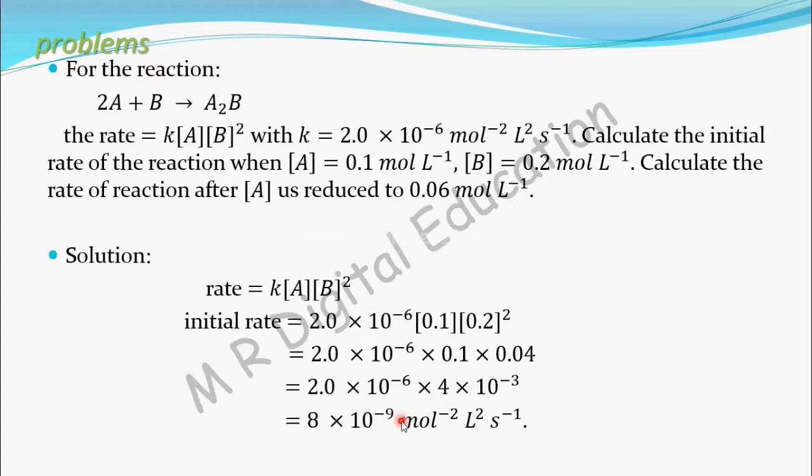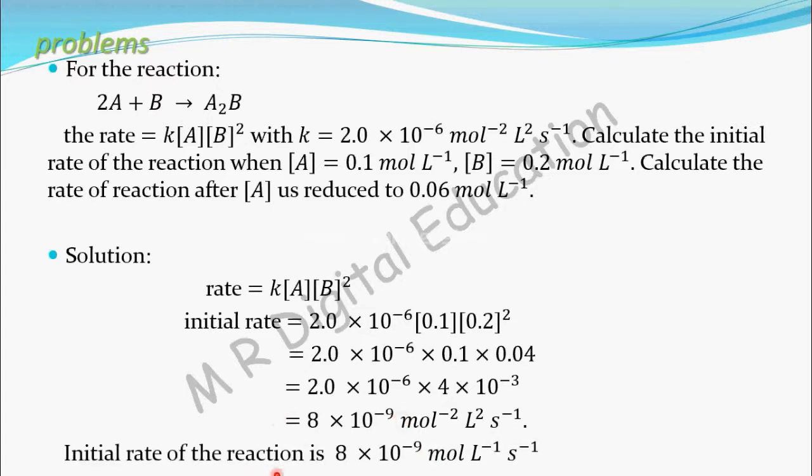So the initial rate of the reaction is 8 into 10 to the power minus 9 mole per liter per second. See, I have written it wrong here. This has to become mole per liter per second, because you know that the unit of rate of the reaction is mole per liter per second.